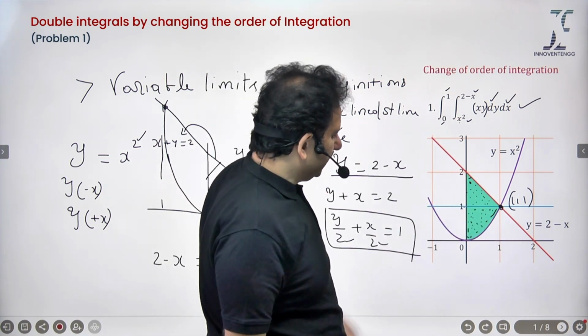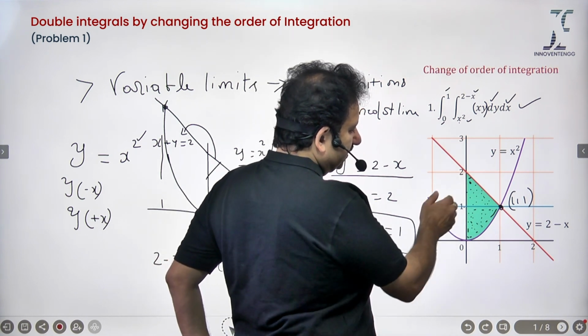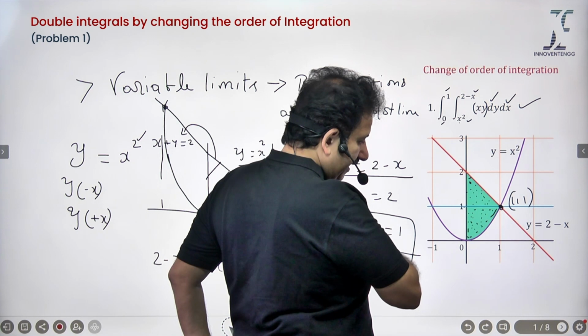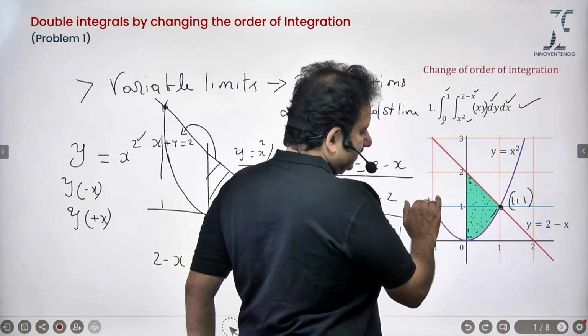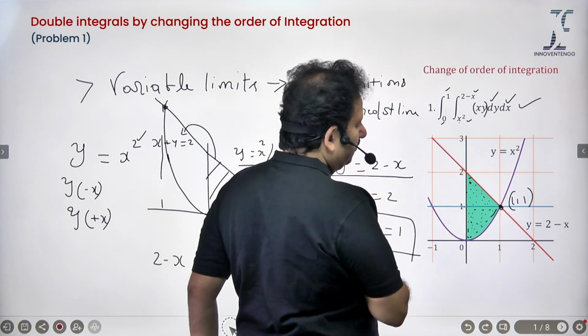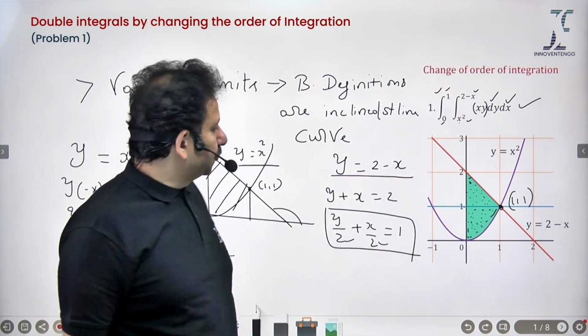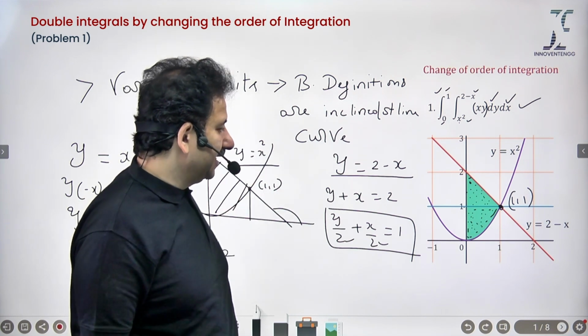And what about x? I again start from the y-axis, because that is one of the extreme boundaries, and then I travel horizontally all the way until I hit the extreme point, which is 1 comma 1. So the x limits are 0 to 1, right? So this is very clearly understood.